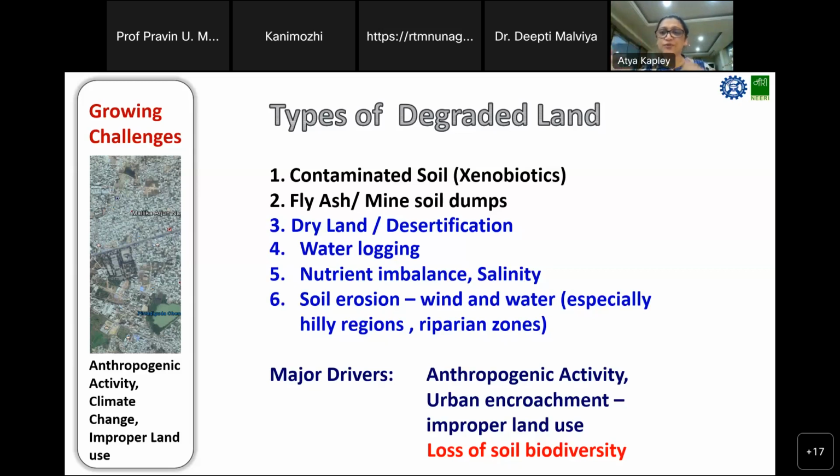When we say anthropogenic activity, it means we, the Homo sapiens, who are totally destroying the ecosystem. We have urban encroachment. I will show you some slides of how urban encroachment is changing the landscape. So the improper land use, what we call. And of course, soil biodiversity is going down simply because of the chemicals that we are piling onto it.